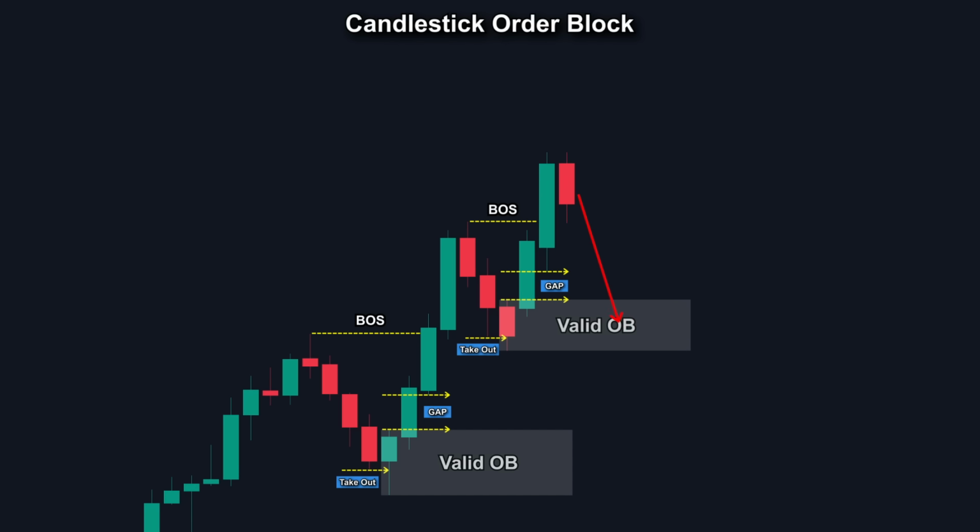But here's a counterexample. This bearish candle right here is the last one before another bullish move. Looks good at first glance and it took out the previous low for a liquidity sweep, but no break of structure. Price never took out the previous high. That immediately disqualifies it, not a valid order block.